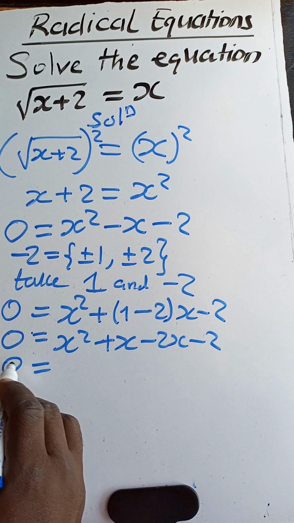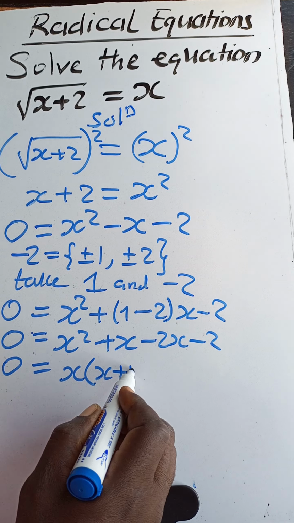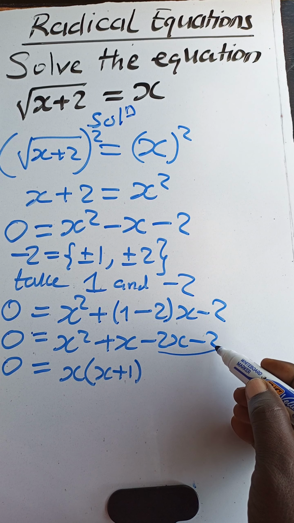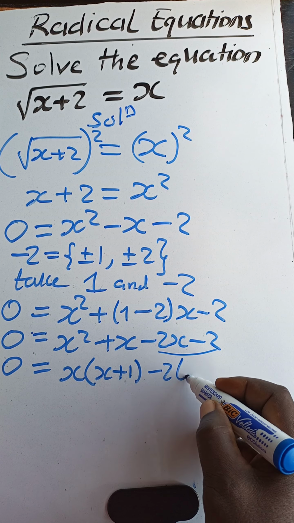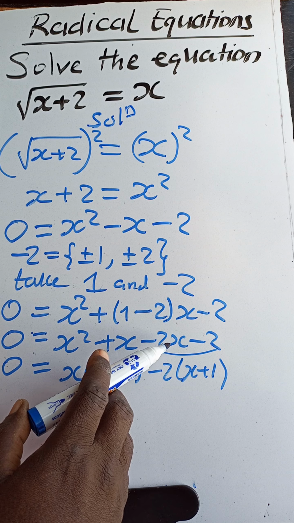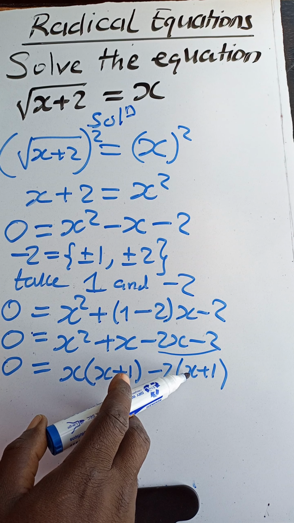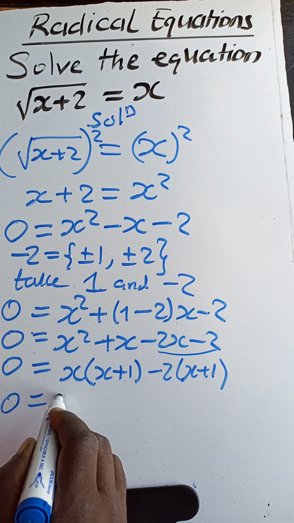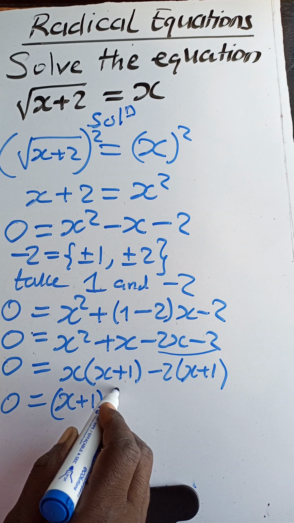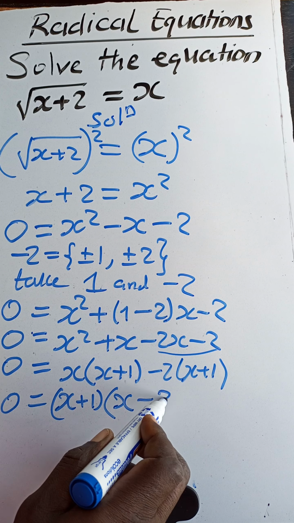And so we have 0 equals, if we take these first two members, we have x is common, we have x plus 1, and we'll come and take these next two members, we have negative 2 is common, so we have x plus 1. Pay attention, always check to be sure that the factorization here is correct by opening back this bracket. Negative 2 times x is negative 2x. Negative 2 times positive 1 is negative 2, so the factorization is correct. Now, at this point, we see x plus 1 is common, and so we bring it out, we factorize it out. X plus 1 into x minus 2.